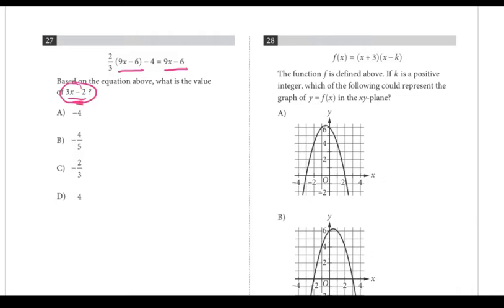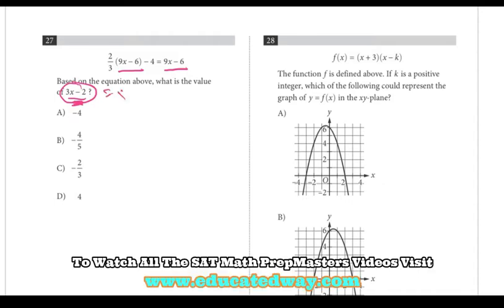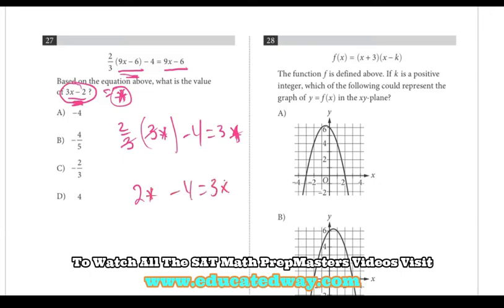So let's call these, I don't know, let's make it like this equals a star, just to make it easy. That sounds weird, right? So we have 2/3 times 3, this is 3 stars, minus 4 equals 3 stars. Now if we multiply this out, these cancel. We get 2 stars minus 4 equals 3 stars.